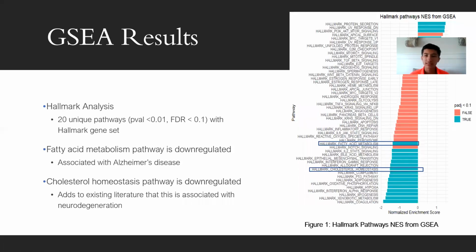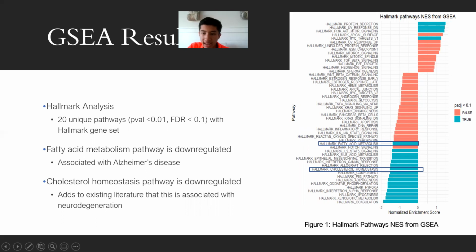I then ran gene set enrichment analysis, specifically with the hallmark gene set, and I found 20 unique pathways. Now, association is not causation. So I looked into these pathways further, and I found specifically that the fatty acid metabolism pathway is associated with Alzheimer's disease, and the cholesterol homeostasis pathway being downregulated is also associated with other neurodegenerative diseases. It's worth noting that these pathways have not been associated with ET before, so this is a novel finding.